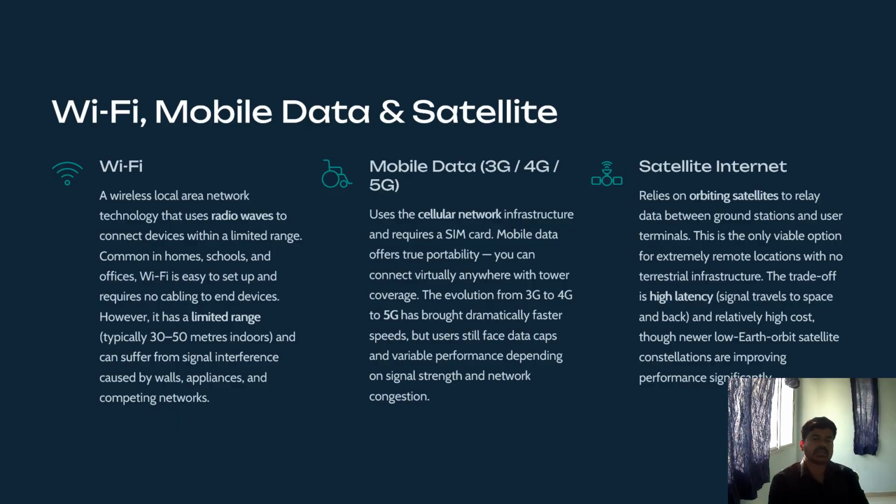Disadvantages: limited range, signal interference, speed drops with obstacles. Wi-Fi is ideal for local wireless networking, while mobile data uses cellular towers. It requires a SIM card.